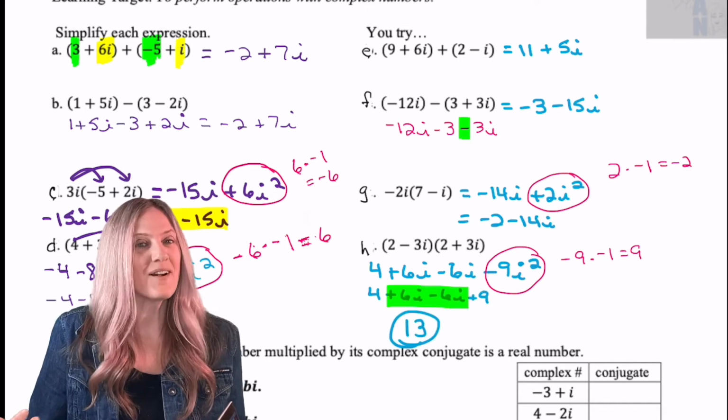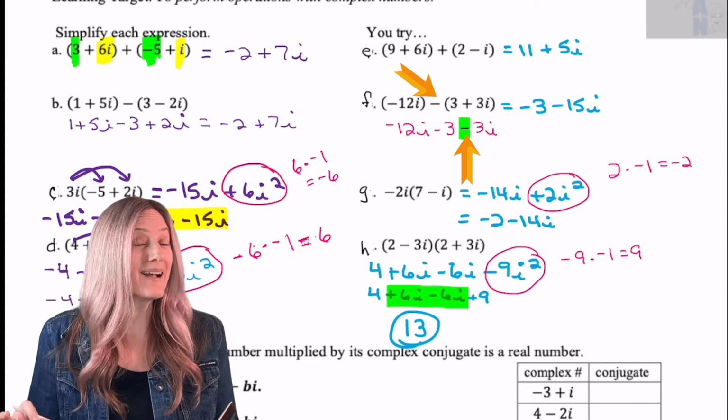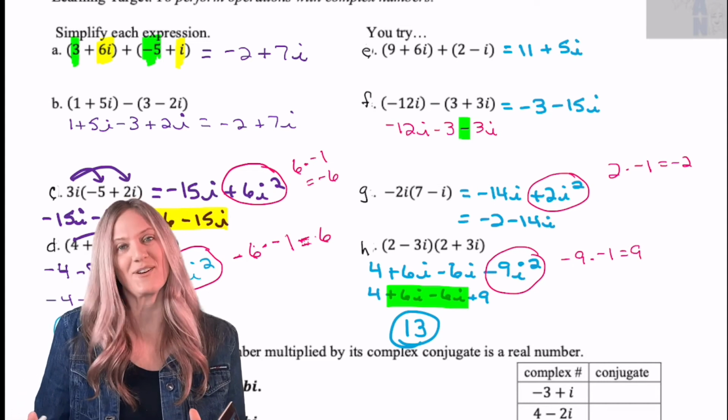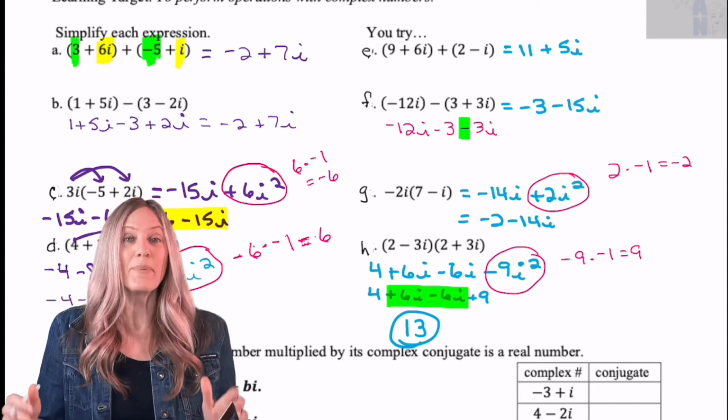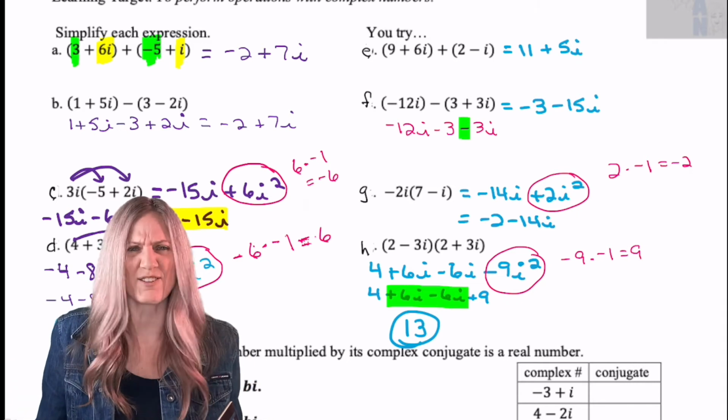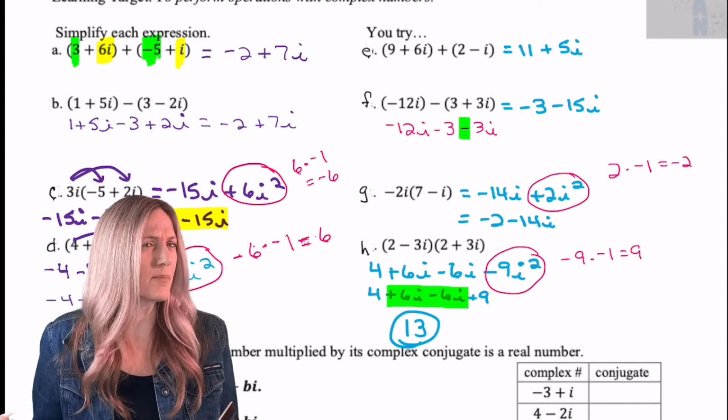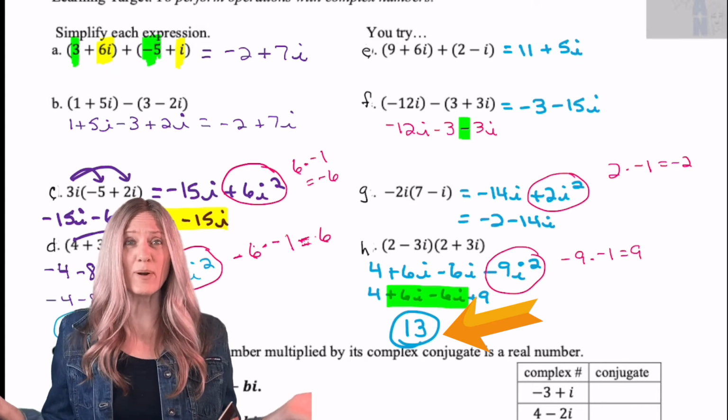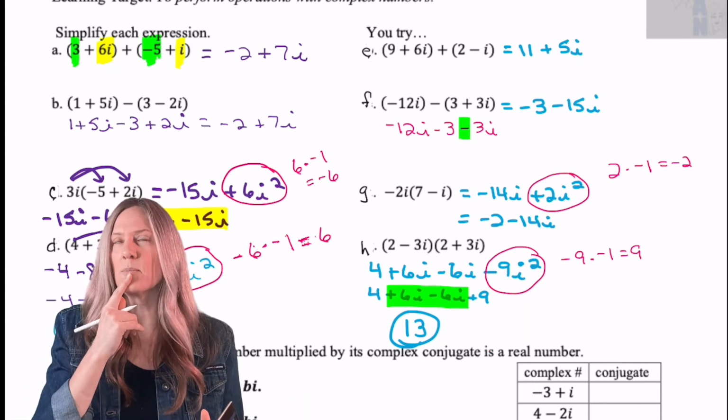Check your work. Make sure on F that you distributed that minus sign and have the correct final answer, and check your final form on each of them. But hey, take a look at H. Isn't that so cool? We multiplied 2 complex number binomials and got a real number. I wonder how this could be useful.